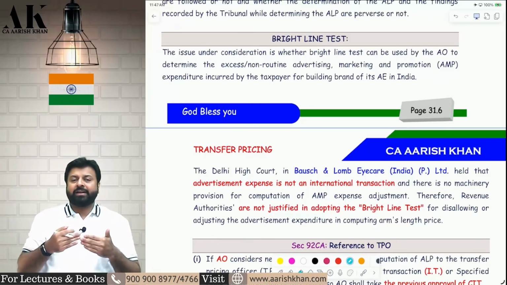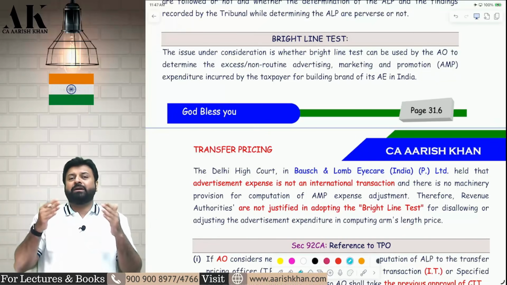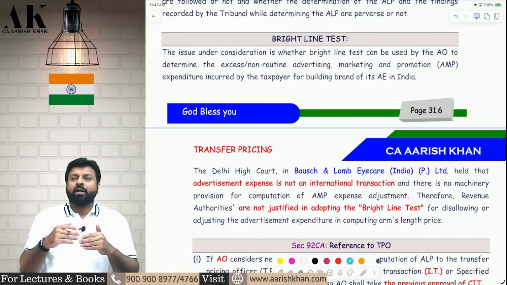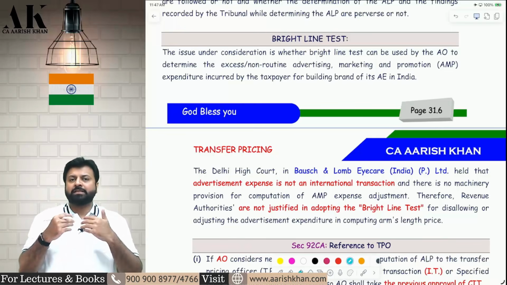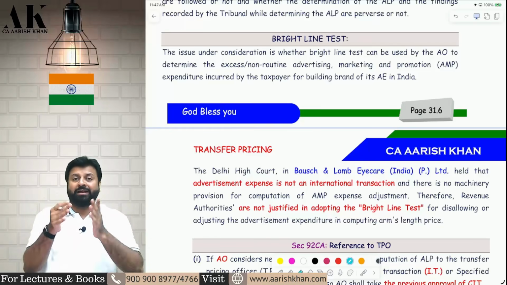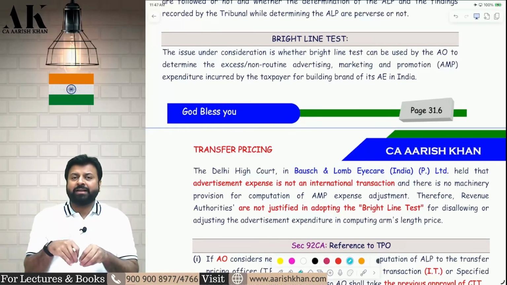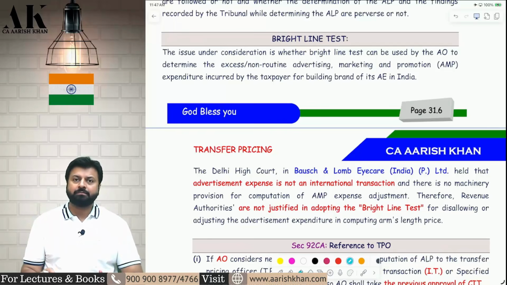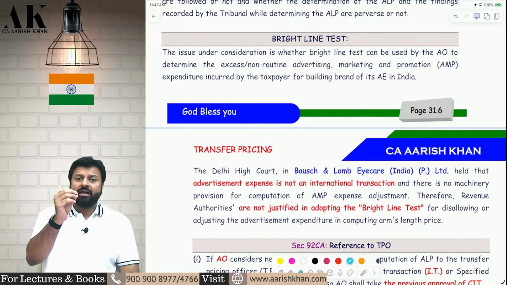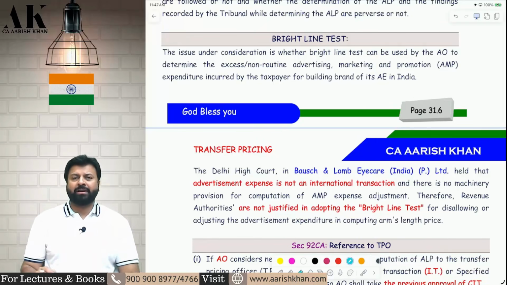Where the subsidiary in the home country is doing some promotional expenses, all the promotional expenses should be categorized into two parts, routine and non-routine. Routine expenses will be allowed as deduction, extra non-routine expenses will not be allowed as deduction as per bright line test. Now this bright line test concept is not there in India. Still the assessing officer is applying this bright line test on Sony India and even on Bosch and Lom India, etc., and many other companies.